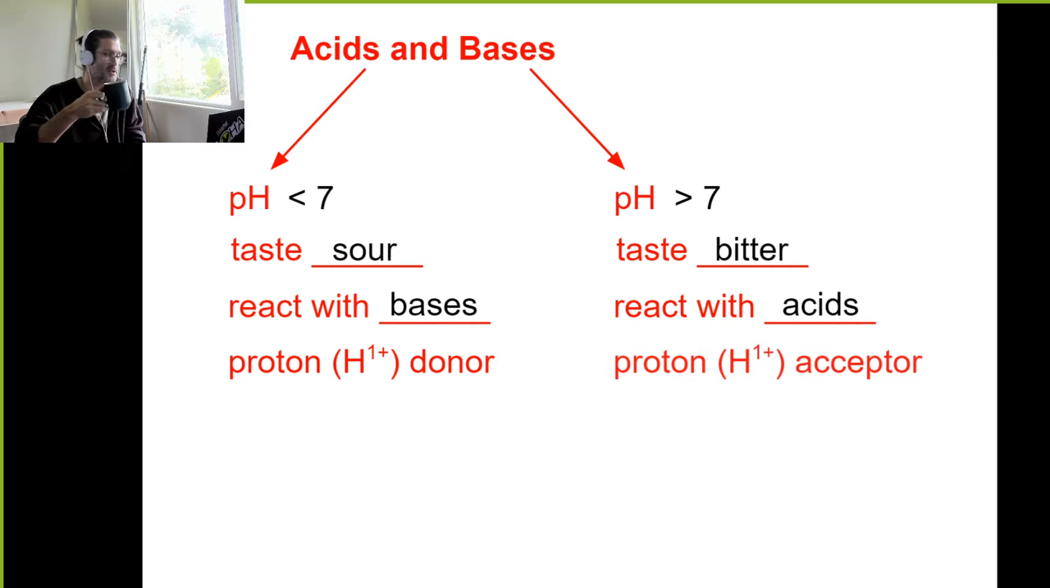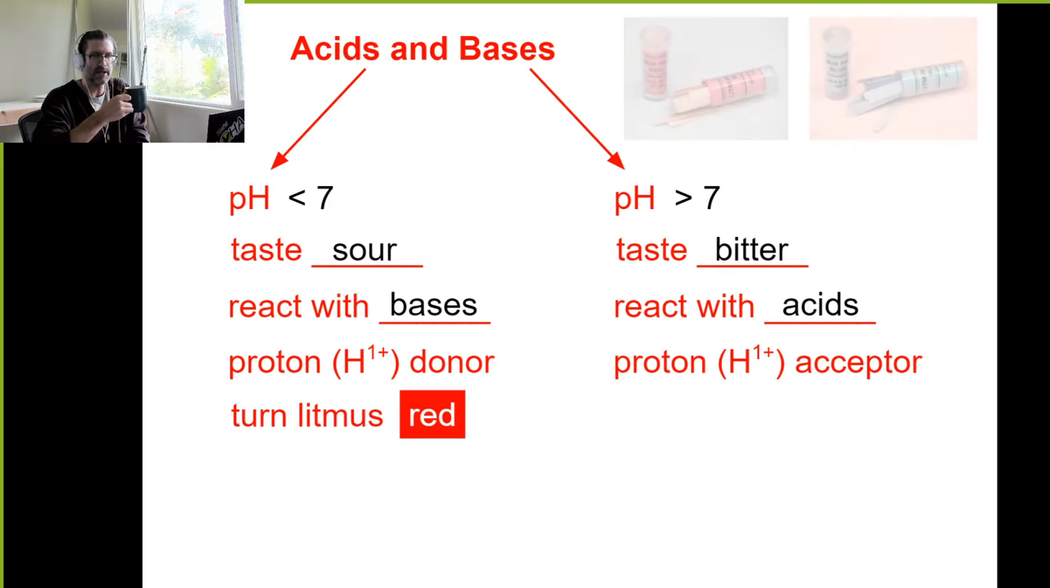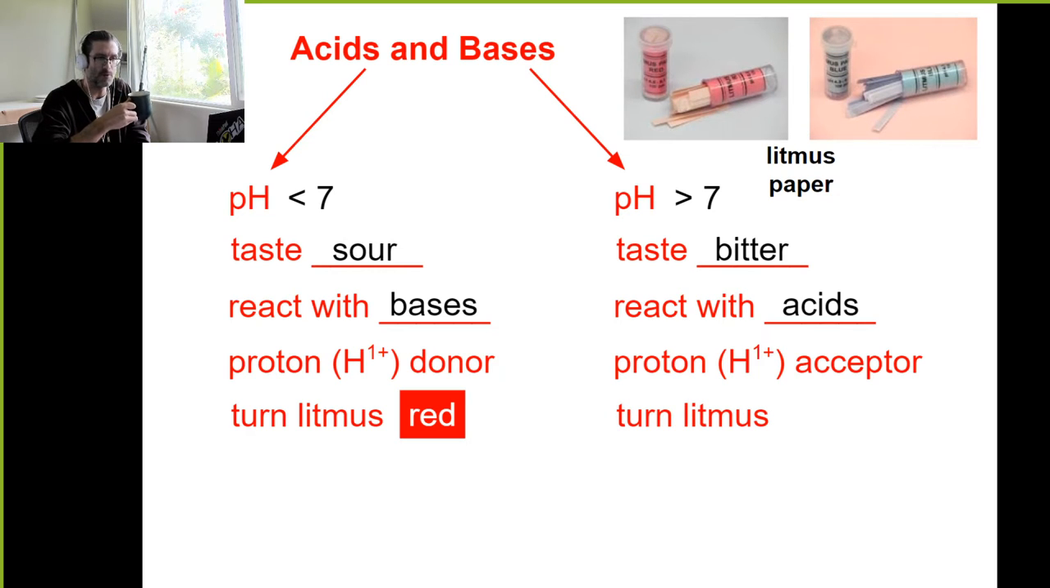Acids are proton donors, while bases are proton acceptors. If we recall, this was the Bronsted and Lowry definition of the acid and base, where the acid donates a proton and the base accepts a proton. Acids will turn litmus red. We haven't really talked about that too much. And bases, meanwhile, will turn litmus blue. So litmus is something called a pH indicator. And pH indicators will just change color according to the concentration of H+.